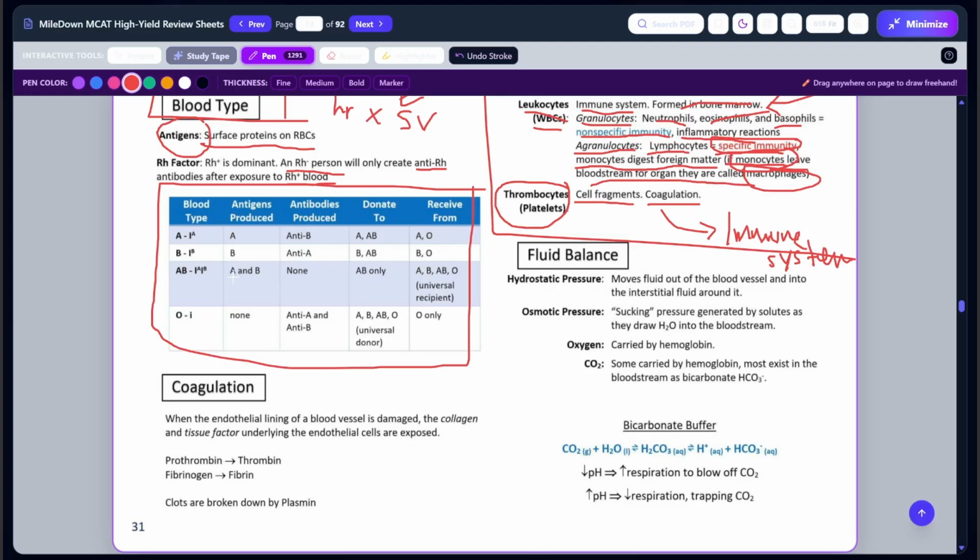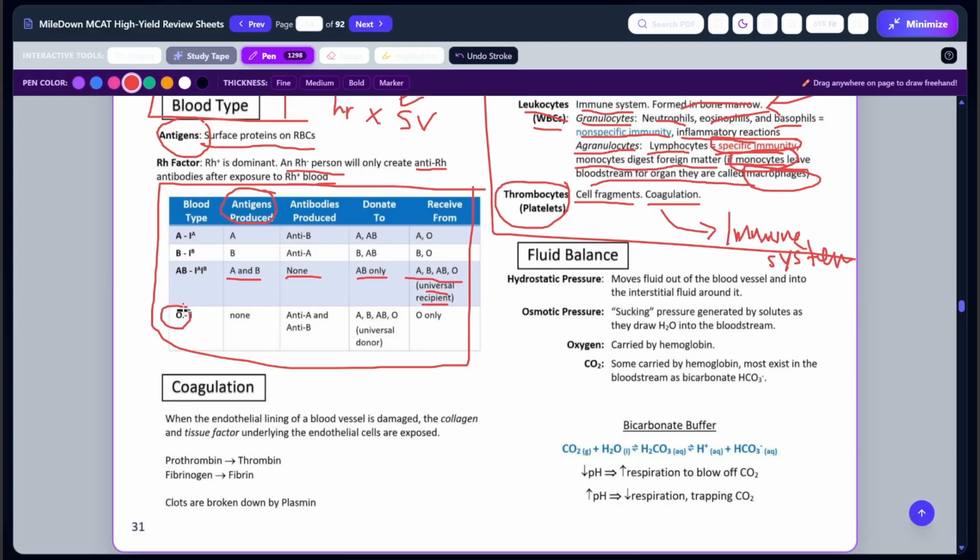If you're AB blood type, you have antigens A and B. Antigens produced, in other words, is the antigens you have, and the antibodies that you produce for AB is none, and then you donate to AB only. You can only donate to AB, but you're a universal recipient.